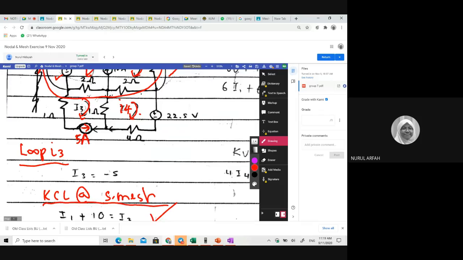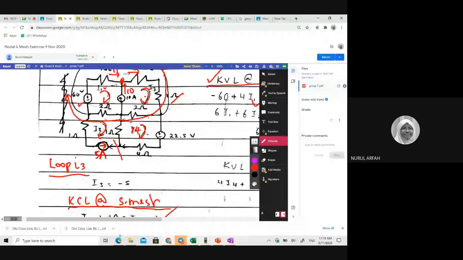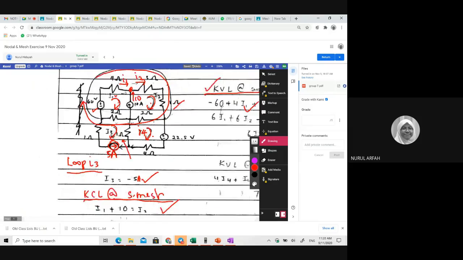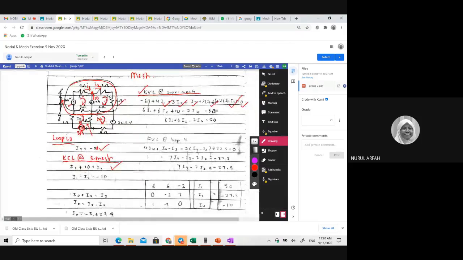Okay. So please do not write any equation at this loop I3. Because why? Because you have a current source attached to the outer loops here. So if you have a current source like this, then straight away you know that I3 is equal to the current source here. So since it is opposite in direction, you have a minus here. So I3 equal to minus 5 amps. Please write down the unit if you have the final answer.